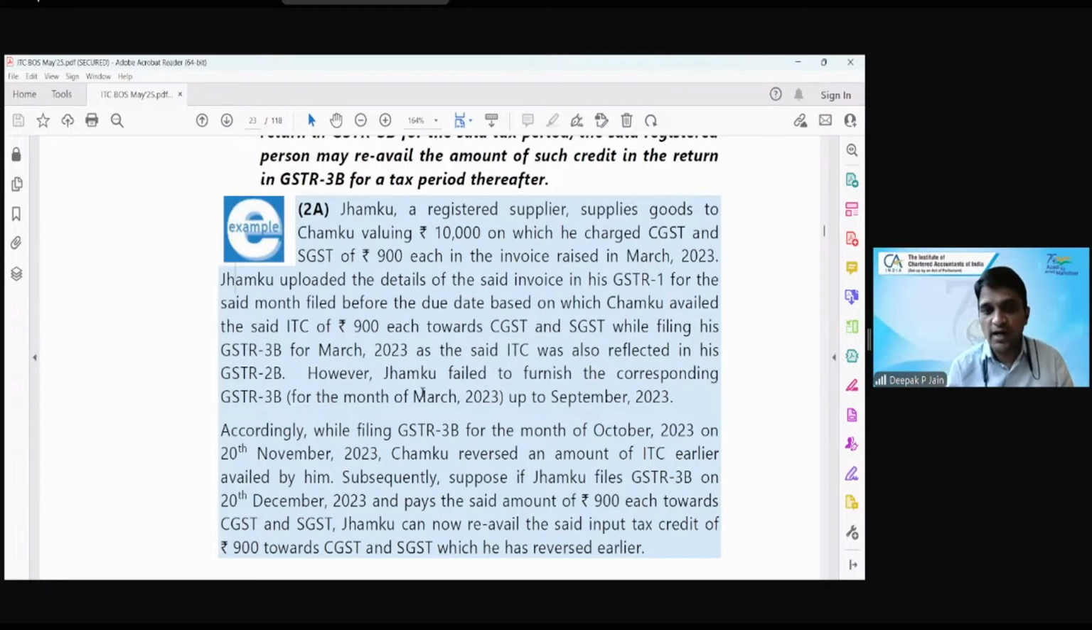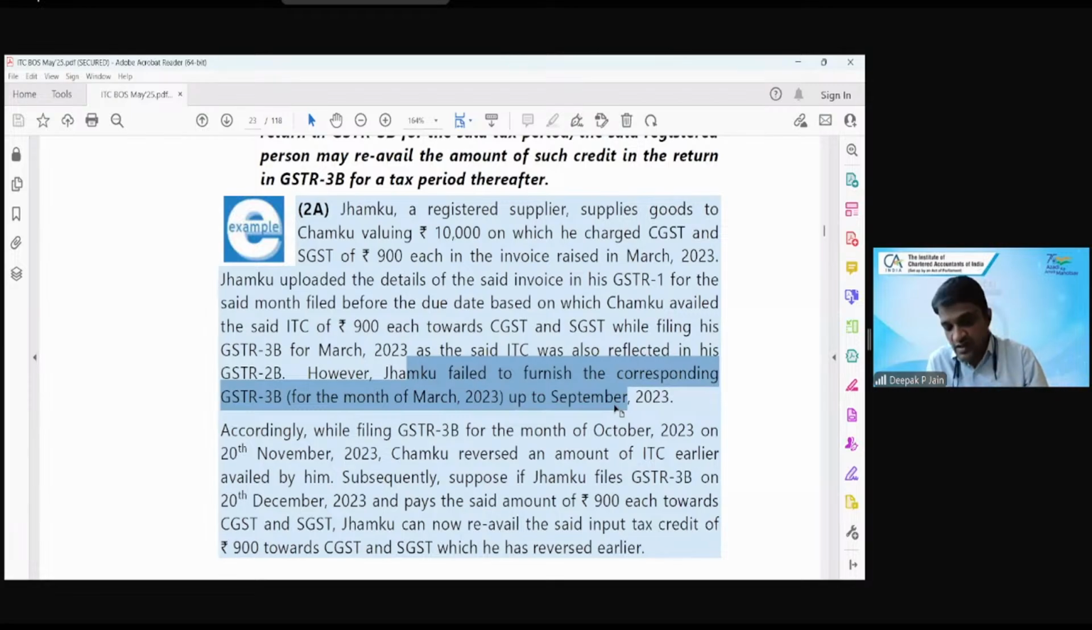He's not filed it for March, but has he filed it for April? No, he's not filed even for April. Jamco failed to furnish the corresponding GSTR 3B for the month of March up to September. मार्च में तो सो ही रहा था, अप्रैल में भी सो रहा था, मई, जून, जुलाई, अगस्त, सितंबर. 6 months he has not filed the returns at all.